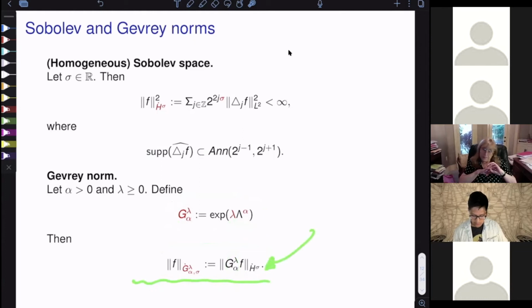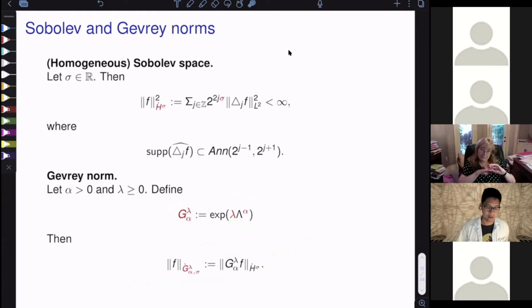From this point of view, this way of defining the Gevrey norm is very much analogous to the way Bourgain norms are introduced in dispersive equations. So this is somehow capturing the natural regularity of the linear part of the equation.